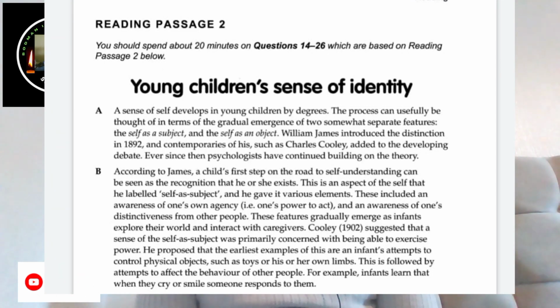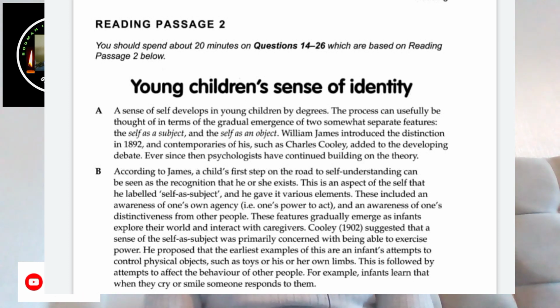Now, what Cooley has suggested is that a sense of self as a subject was primarily concerned with the child being able to exercise power. He proposed that the earliest example is an infant's attempt to control physical objects, such as toys and his or her own limbs. And this is followed by attempts to affect the behavior of other people. You want to control the other people.